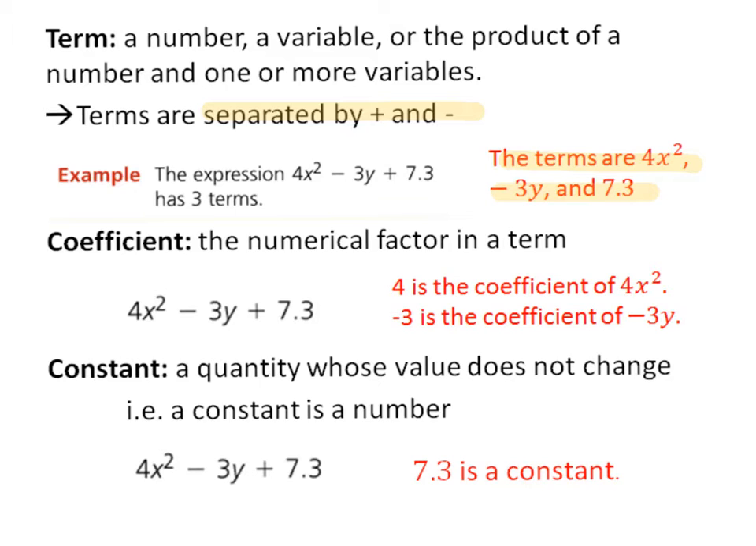The next definition we have is coefficient. The coefficient is the numerical factor in a term. And in the example we have below, 4 is the coefficient of 4x squared, and negative 3 is the coefficient of negative 3y. The last term we have here is a constant. And a constant is a quantity whose value does not change. And what this is really saying is that a constant is a number. And in the example we have here, the constant is 7.3.